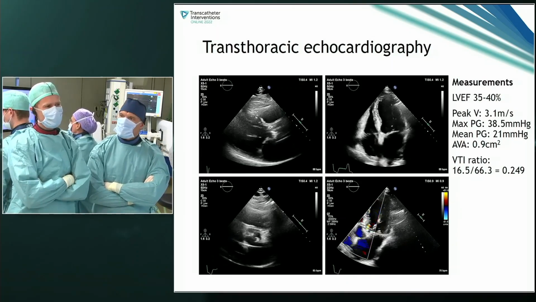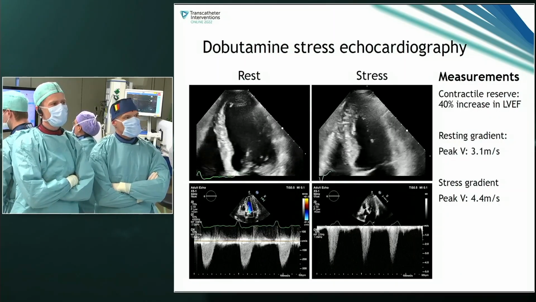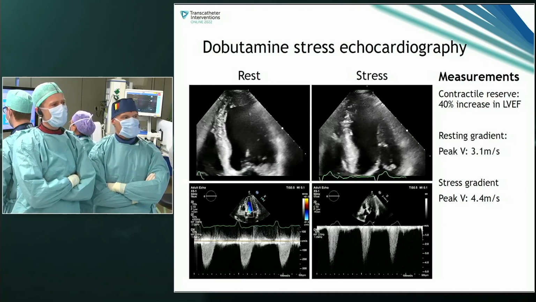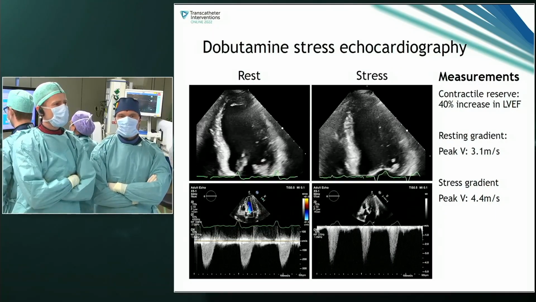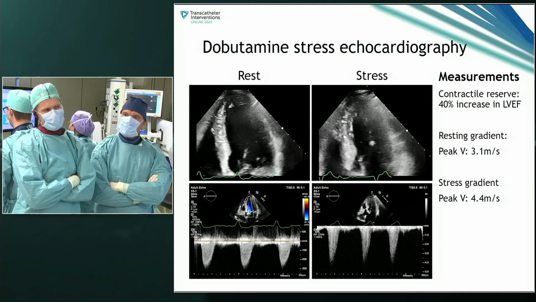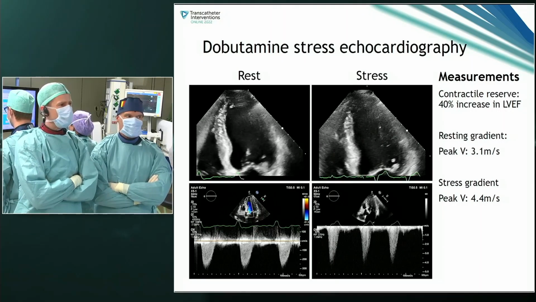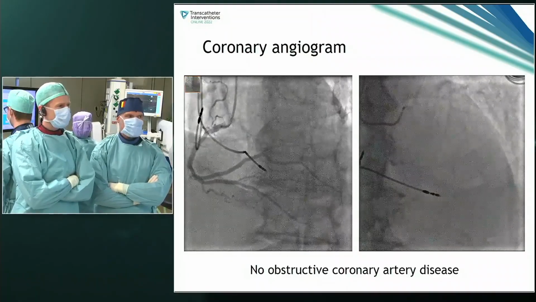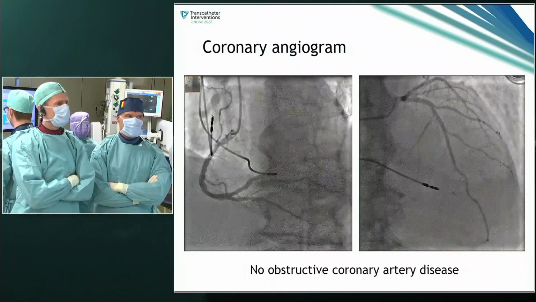With these discrepant findings, we sent the patient for a stress echo. On the left two panels, we see the baseline images, and on the right two panels, we clearly see that there is contractile reserve, and there is also an increase in the peak velocity from 3.1 meters per second to 4.4. But most importantly, the aortic valve area remained below 1. So with the diagnosis of low-flow, low-gradient severe stenosis, the patient was worked up further, and the coronary angiogram revealed no significant lesions. Next slide.